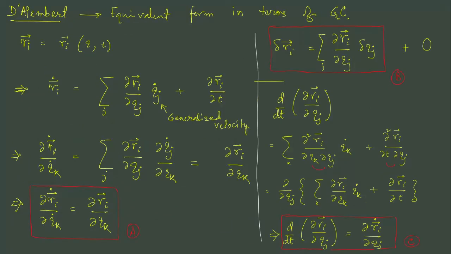Now, we would like to start deriving Lagrange's equation of second kind from D'Alembert's principle. So essentially, we would like to write D'Alembert's principle in an equivalent form in terms of the generalized coordinates. So we write Ri to be a function of q1, q2, q3. In general, when we write q, it represents, let's say, q1, q2, q3, qn, and then t.